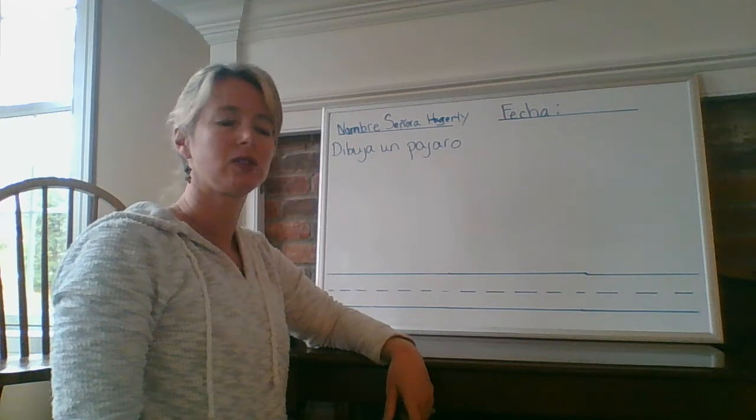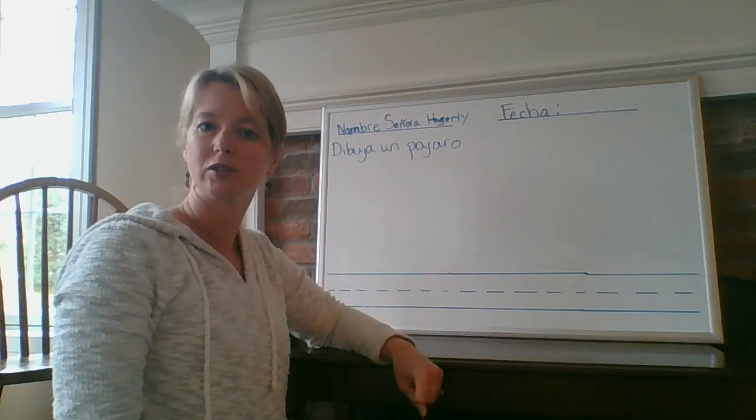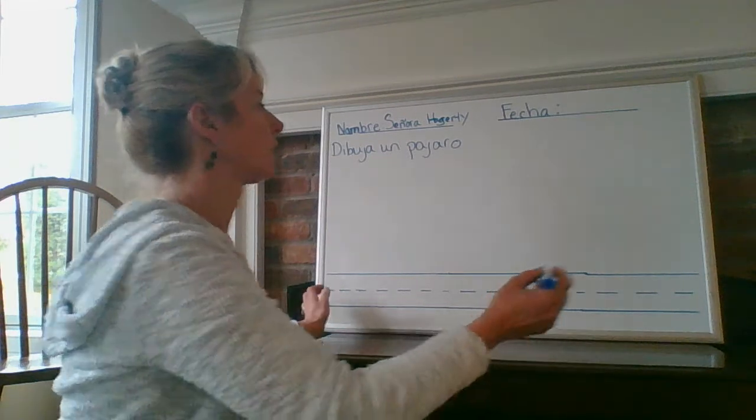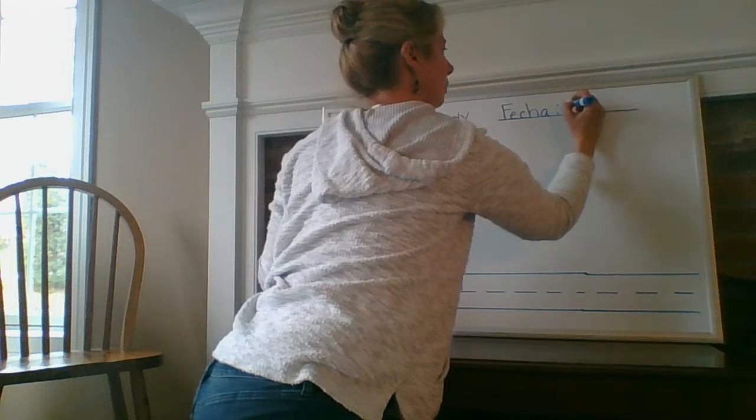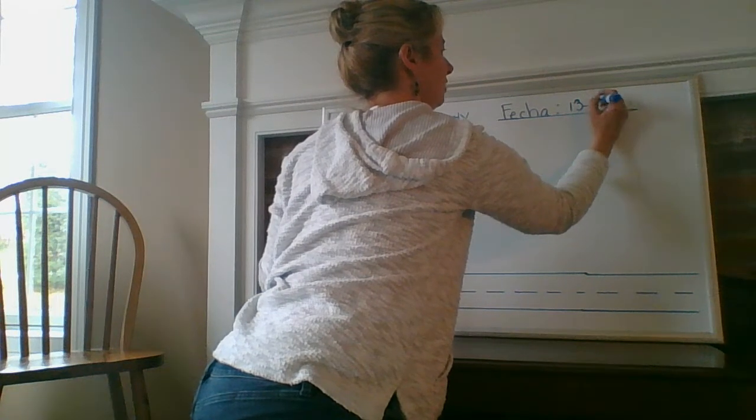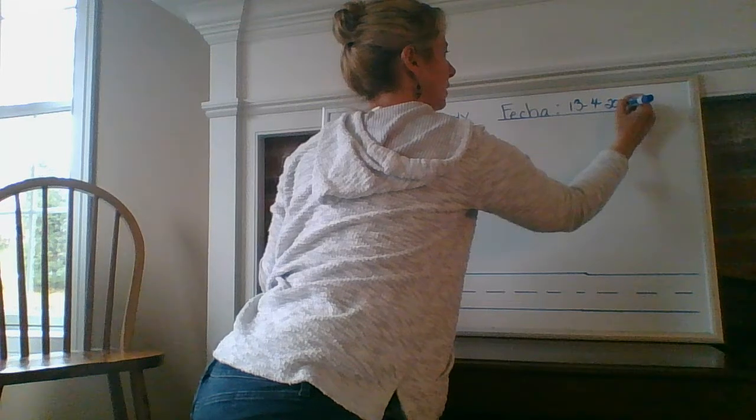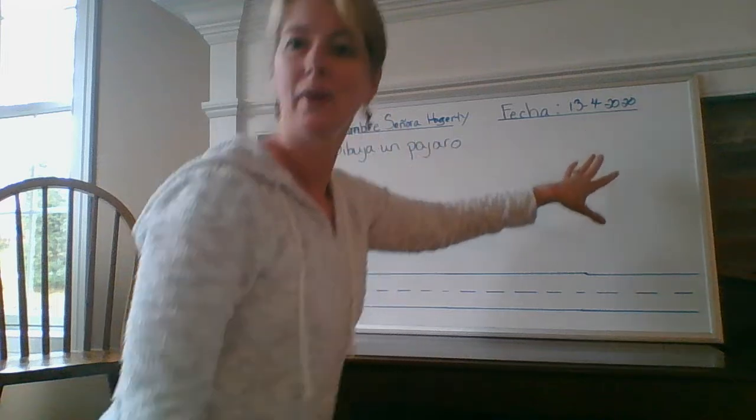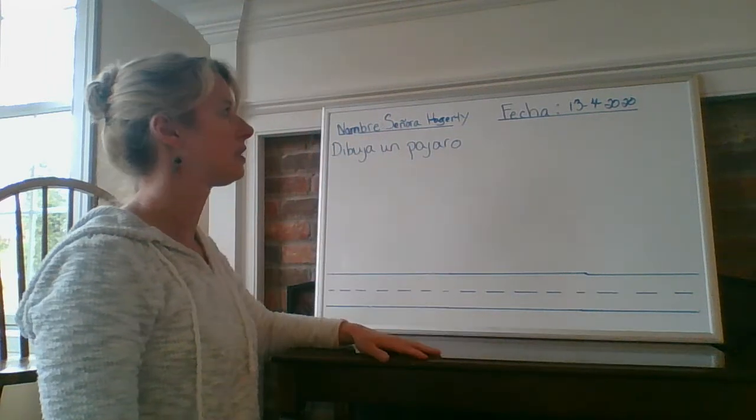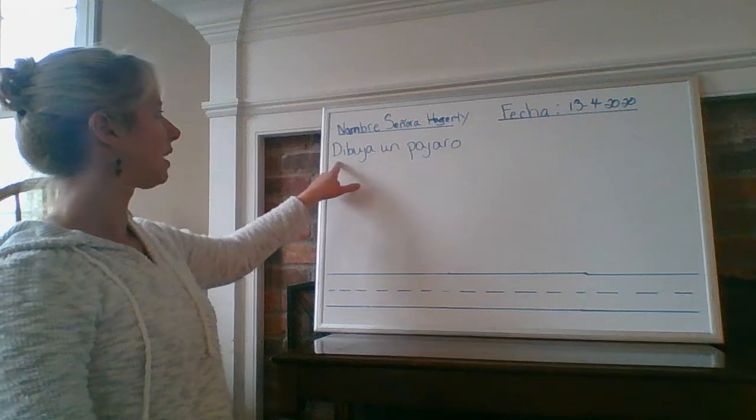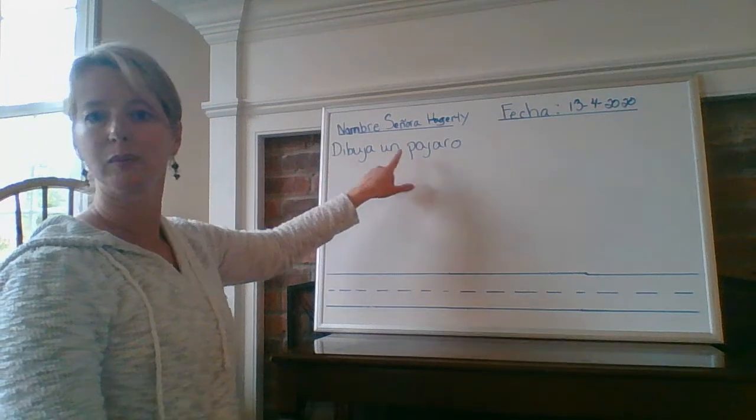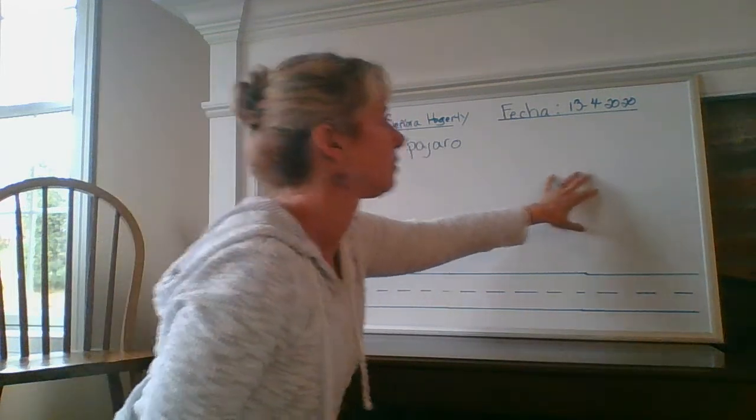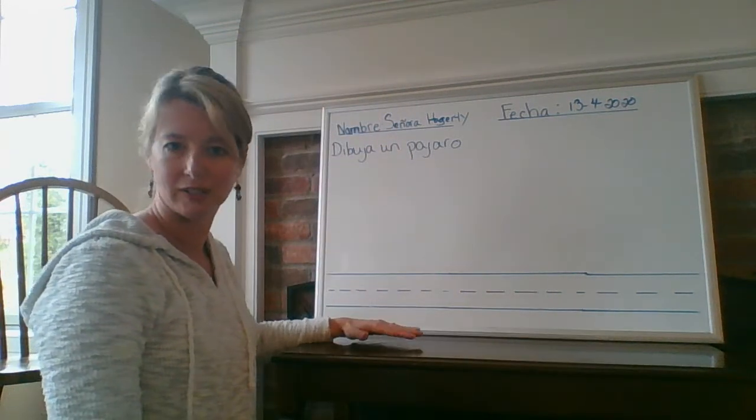And one of the things we had just started talking about is that in Spanish-speaking countries, when they write the date, they actually write the day first, followed by the month. So if I were writing la fecha, the date, it would be 13-4-2020. And the numbers we would say would be 13, de cuatro, de 2020. Okay, so 13-4-2020. And then our directions say dibuja un pájaro, which just means draw a picture of a bird. That's what this space is going to be for after you write your sentence.